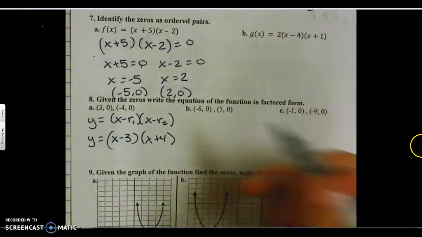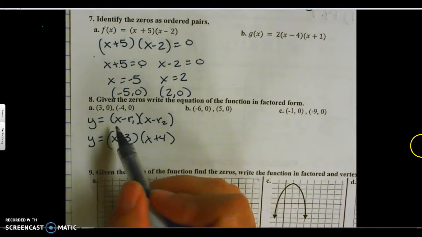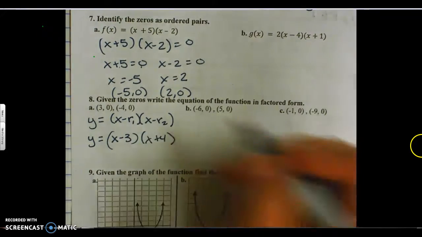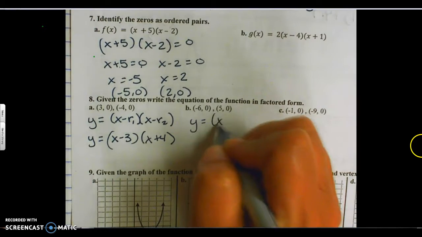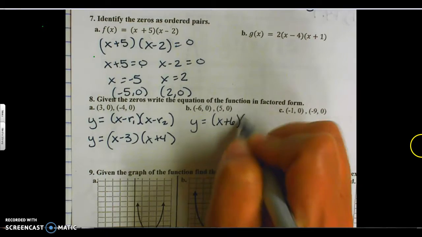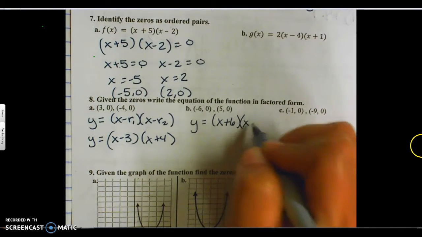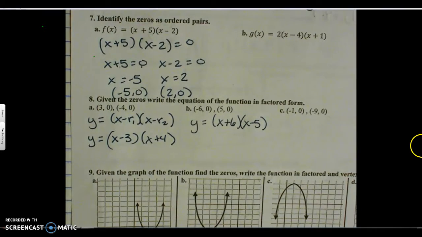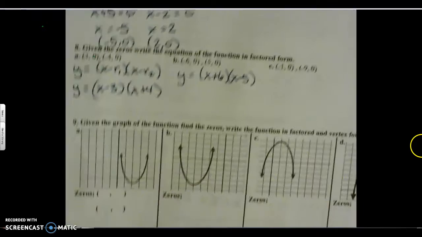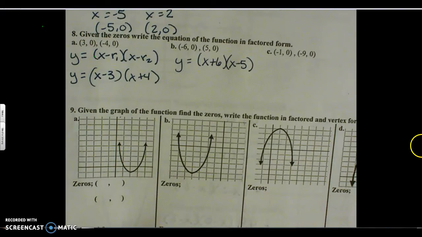And do the same thing with this one. Follow your same form. y equals x minus a negative 6, x minus 5. Okay? So you try C and D. We'll talk about it. Then it says, given the graph, find the zeros, write the function in factored and vertex form.